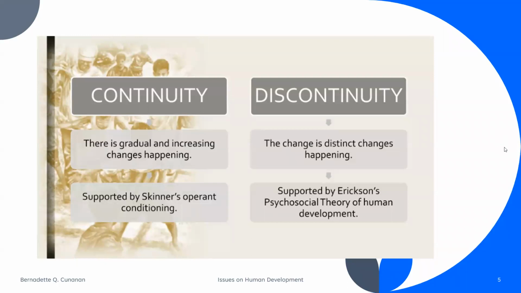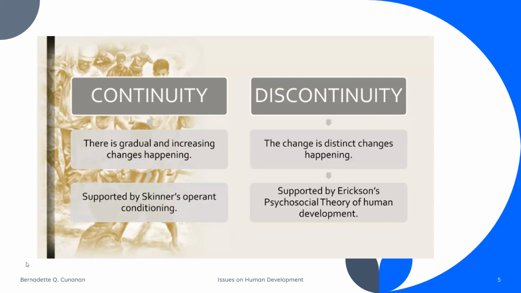Continuity and discontinuity. So when we say continuity, there's a gradual and increasing change happening. And this is supported by Skinner's operant conditioning. And then discontinuity, the changes are distinct changes happening. And it's supported by Erikson's psychosocial theory of human development. I guess we're done with Skinner's operant, so we'll just pass through this and we'll concentrate on Erikson's psychosocial theory of human development.